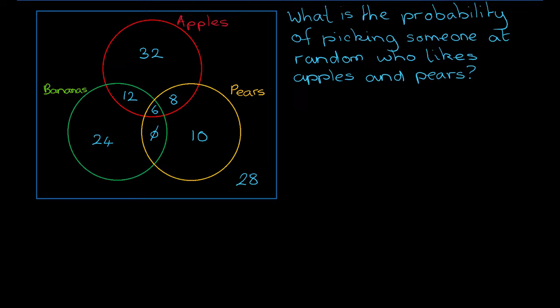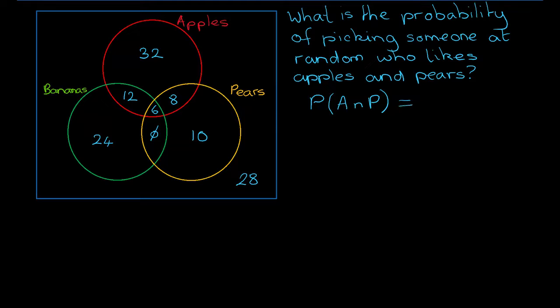In this video, I'm going to introduce you to some new probability rules and some terminology. We've got a Venn diagram here and we're being asked what is the probability of picking someone at random who likes apples and pears. So to write that in notation, that will be P(A and P).